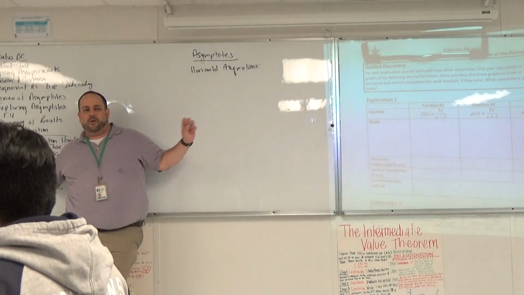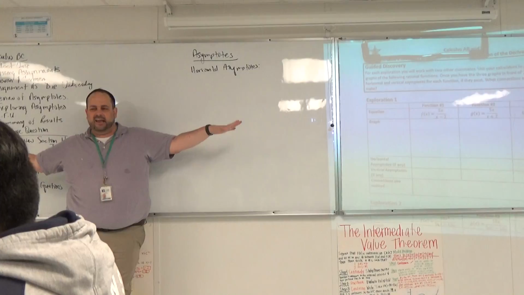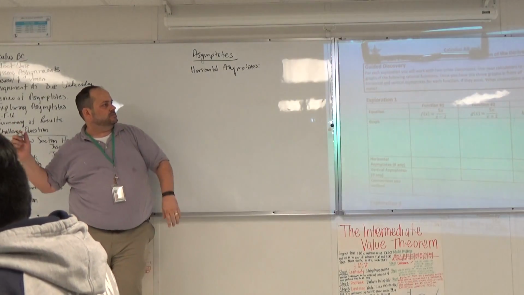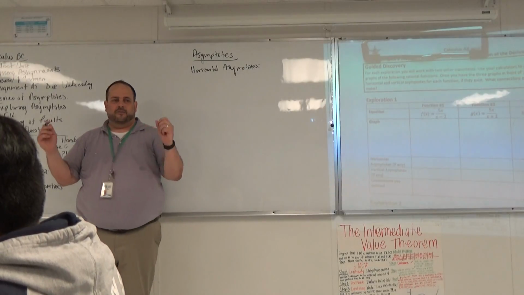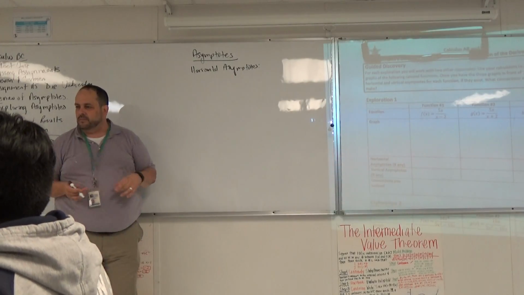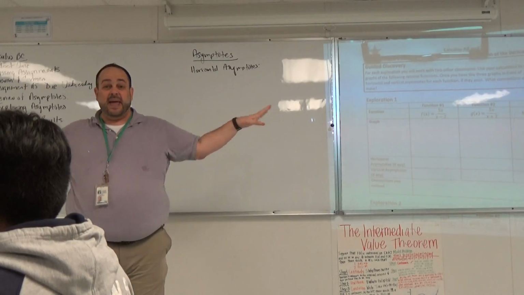Horizontal asymptotes. I want you to think end behavior here. Aaron, how do we find horizontal asymptotes? Or just give me a quick summary. If I said go find a horizontal asymptote, what would you do? End behavior.